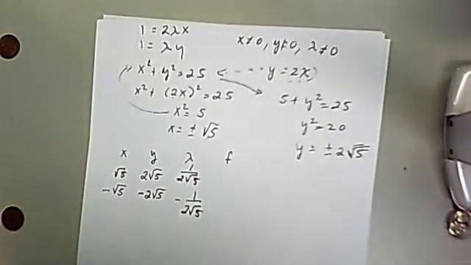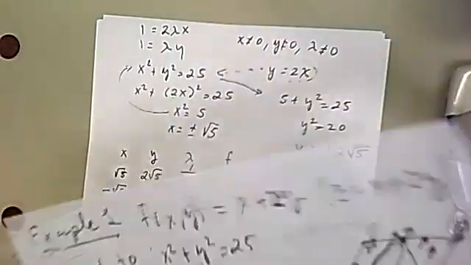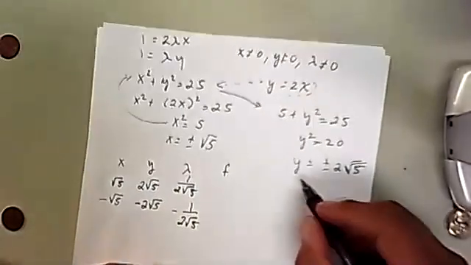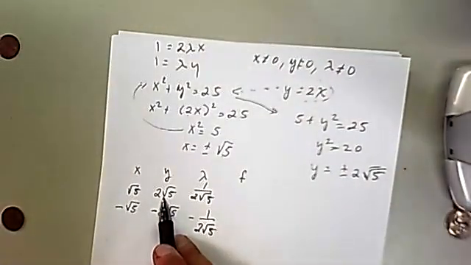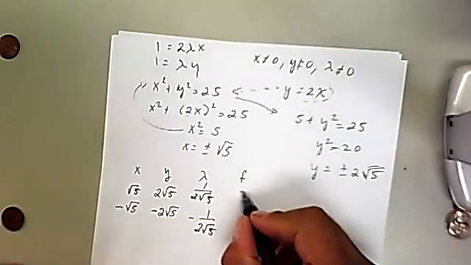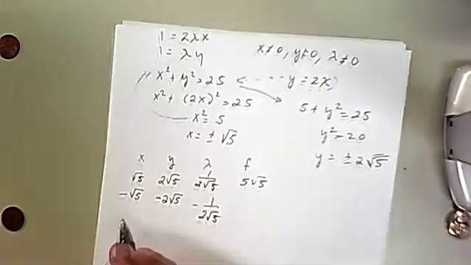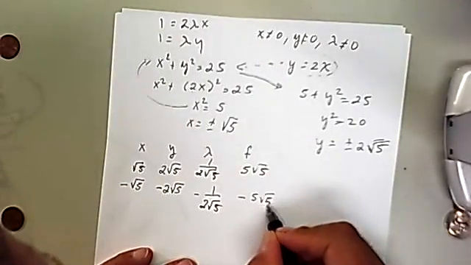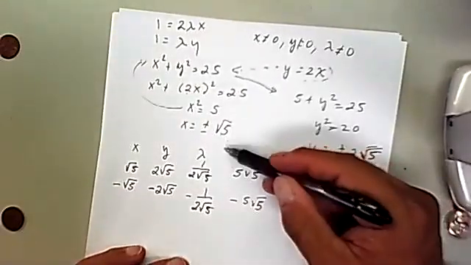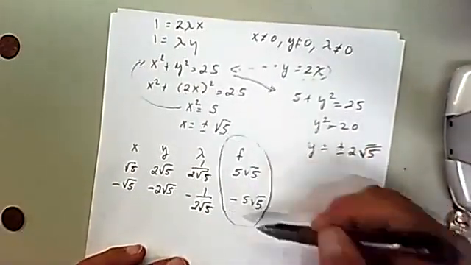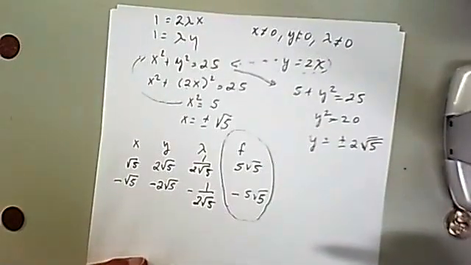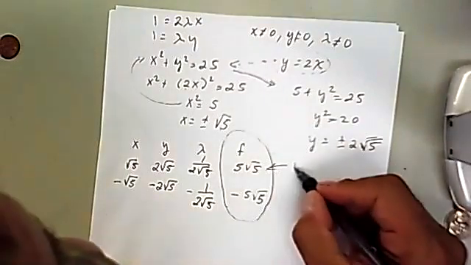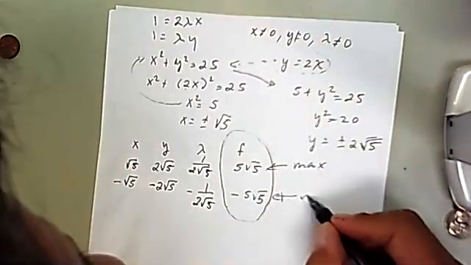Let's go back to what the function was. The function was x plus 2y. So if we add this plus 2 of those, we're going to end up with 5 square root of 5. If you add that plus 2 of those, we're going to end up with negative 5 square root of 5. And now you observe those and see which one is the biggest and which one is the smallest. The biggest is this, the smallest is that. So that is the maximum, and that is the minimum.